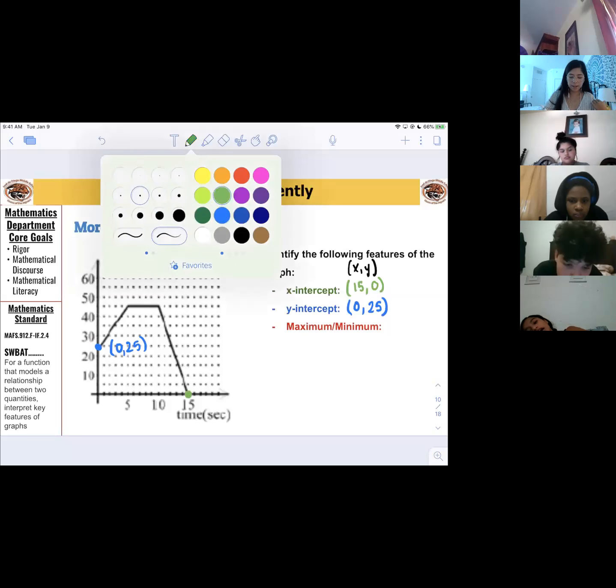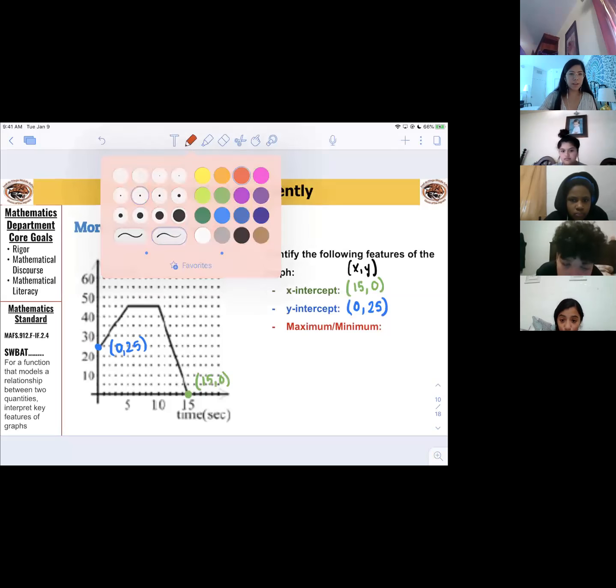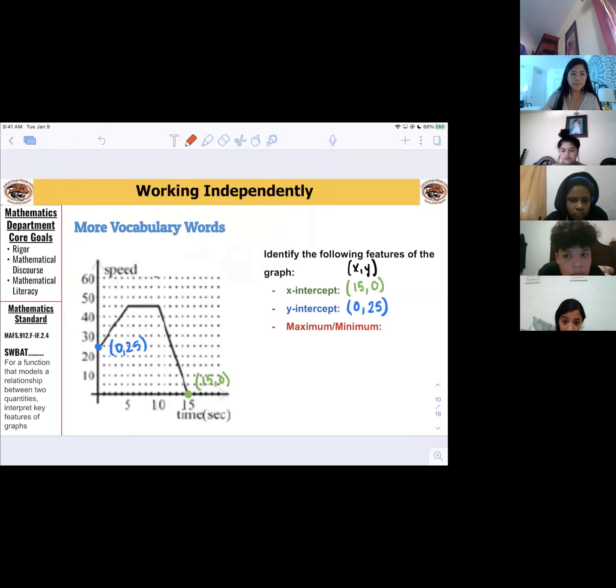Same thing with the x-intercept. This is 15 comma 0 because I went 15 to the right, but then it doesn't go up or down. It just stays on the x-axis. Okay, so now what about the maximum? So I think Ascanio said yes, there's a maximum. Would it be 10, comma 45? Or right here, wouldn't it be 5, comma 45? That's the question.